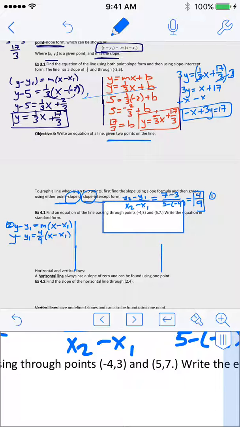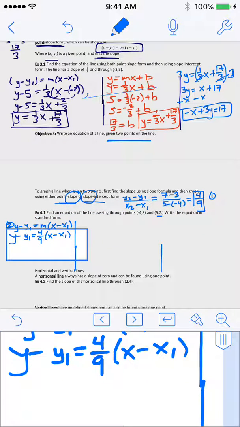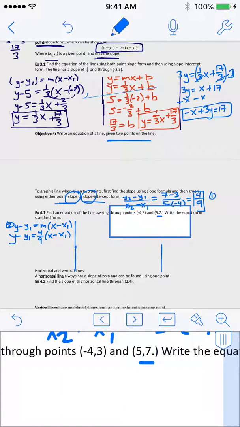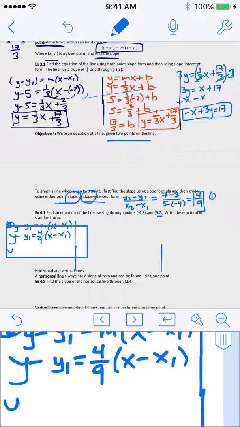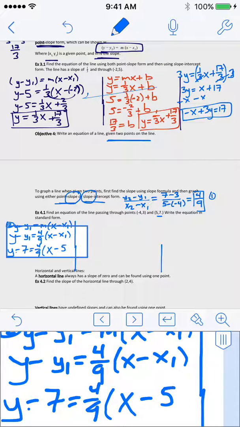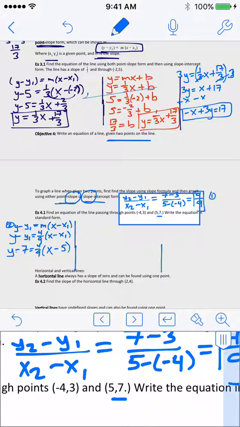Totally fine. Since I'm not a huge fan of negatives, there's nothing wrong with them, but people tend to like positive numbers, I'm going to go with this second point here. I'm going to use 5, 7. Now be super careful. This first part is not going to be y minus 5. Why would it not be y minus 5? Think about it. That's right, because y is 7 here, right? In the point, the y is 7, and I see that happen so many times. So I'm going to plug in, and it's got to match. y minus 7 equals 4 over 9 times x minus 5, right? x1 is 5, y1 is 7, right?